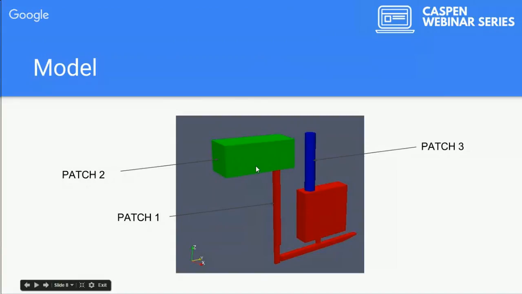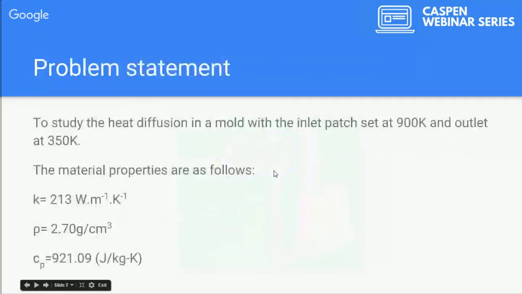So the material fluid which we'll be introducing into the mold for study, where I have considered the following material properties. The thermal conductivity of the material is 13 watt per meter per Kelvin. The material density would be 2.70 gram per centimeter cube with a specific heat coefficient of 921.